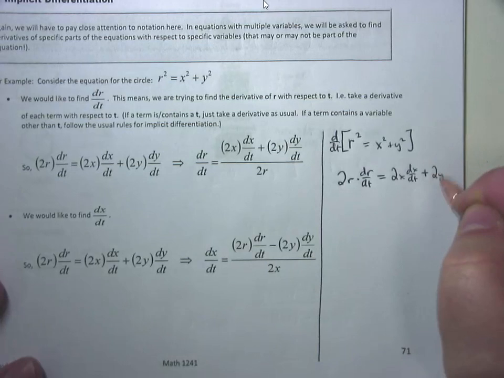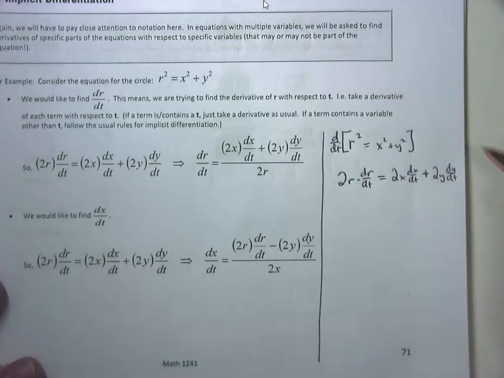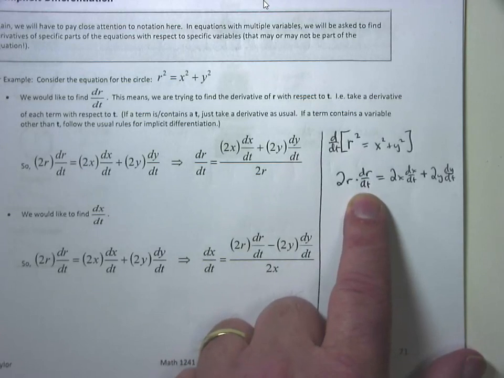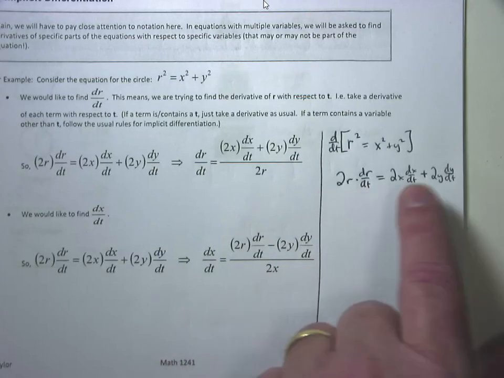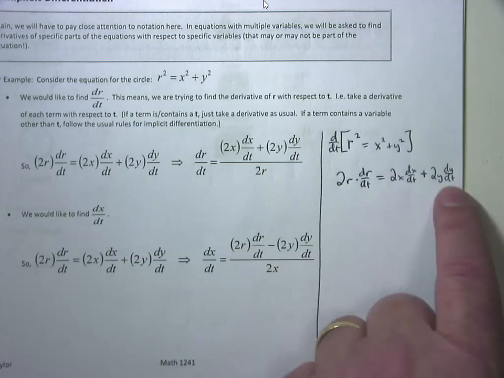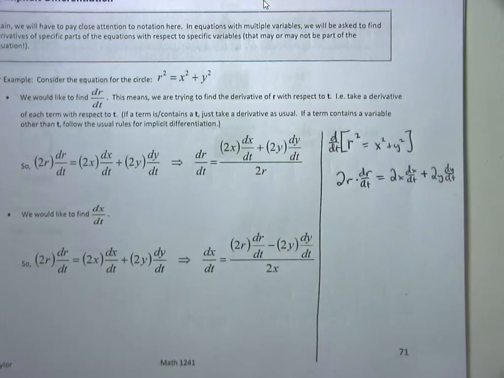2y dy over dt. And each one of these things, dr over dt, stands for the rate of change of the radius with respect to time. dx over dt stands for the rate of change of the x coordinate with respect to time. And dy over dt stands for the rate of change of the y coordinate with respect to time.